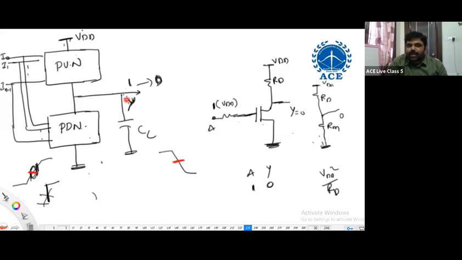1 to 0. That means the output is changing from logic 1 to logic 0. The energy stored is dissipated, which is CV square. Of CV square, energy will be dissipated through the pull-down network. That you are going to study in your devices in depth.